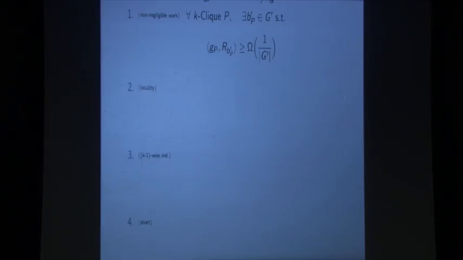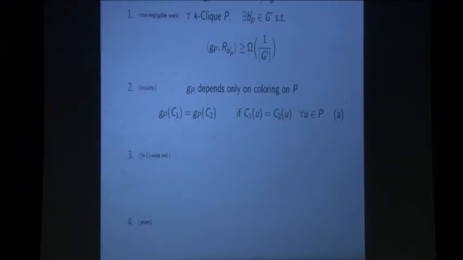The second property is called locality. It means that for every clique P, I want to find a vector GP that depends only on the coloring on P. In other words, if you feed in two different colorings that agree over P, then GP has to return the same value. Remember, a coloring takes a vertex and returns a color. They agree on the clique P if they assign the same colors over P, and they disagree only outside of P.